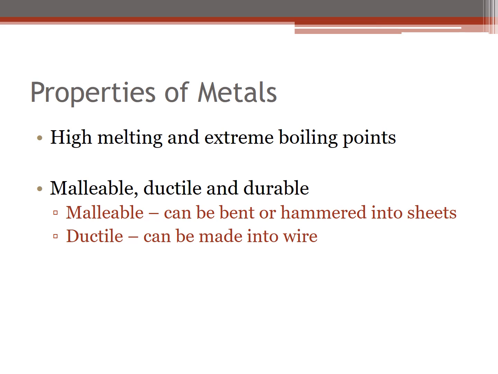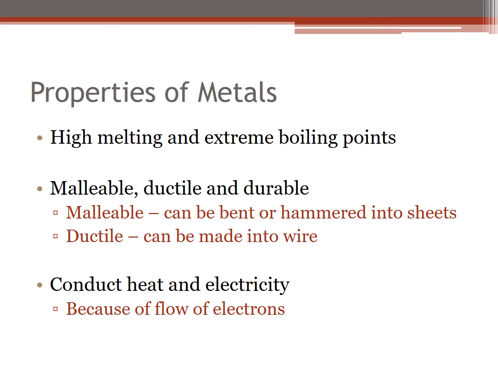Okay. The idea that metals are malleable, ductile, and durable. Malleable meaning it can be bent or hammered into sheets. Ductile meaning that it can be made into wire, or that it's able to stretch without breaking right away. And then durable, obviously, meaning that it's able to resist punctures, things like that.